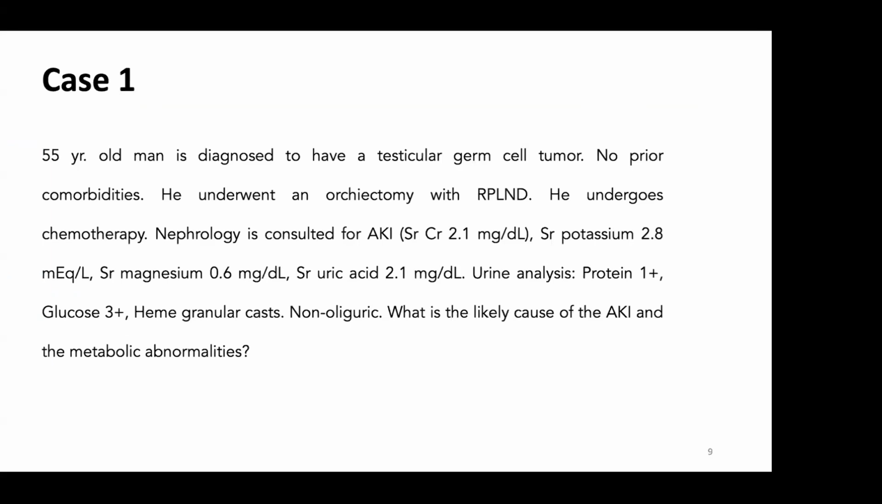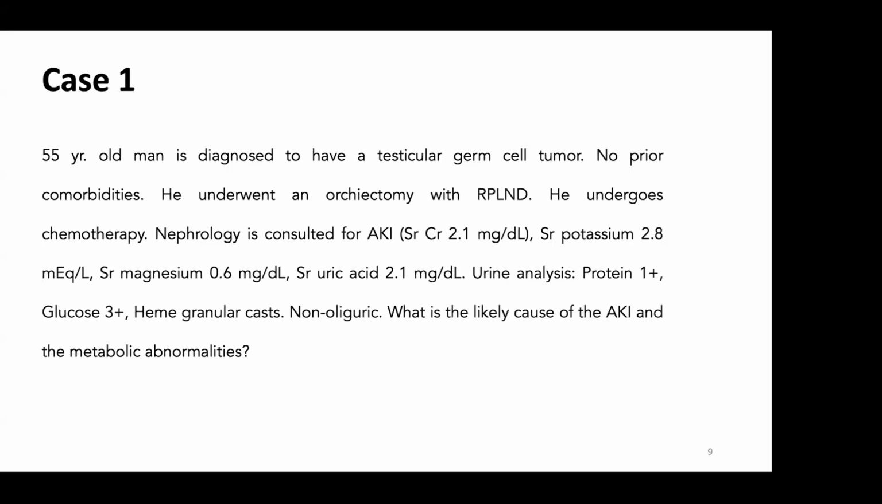So this was a 55-year-old man who was diagnosed to have germ cell tumor of the testicle, no prior comorbidities, underwent an orchiectomy with retroperitoneal lymph node dissection. He underwent chemotherapy. Nephrology is consulted for acute kidney injury with a serum creatinine of 2.1. Serum potassium is noted to be 2.8. Serum magnesium is 0.6. Serum uric acid level is 2.1. There is presence of protein 1 plus, glucose 3 plus. There is presence of heme granular casts, and the patient is non-oliguric. What is the likely cause of such presentation and the metabolic abnormalities in this patient?